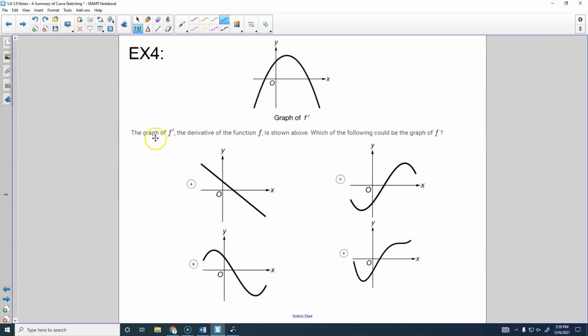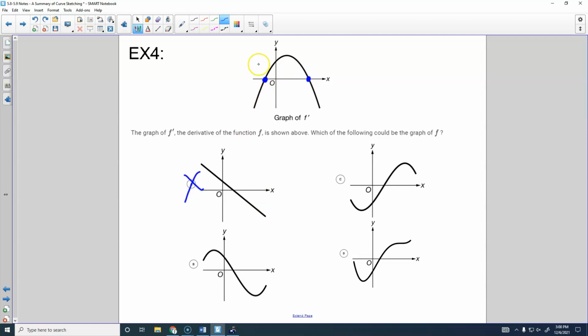All right. The graph F prime is shown above. Which of the following could be the graph of F? Well, this is the derivative. I'm going to guess C. Okay. What about A? Do we think it's A? No. Although A would be F double prime. Like if they had asked you to find the derivative of this one, instead it would be that. But it's not this.